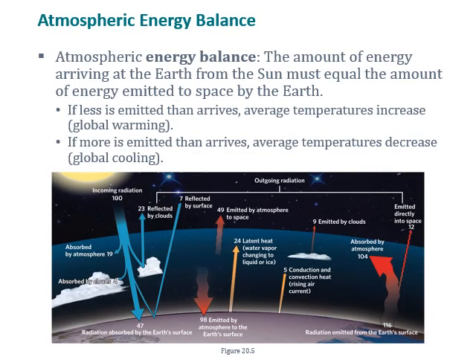In order to understand different climate zones on Earth, different seasons, climate in general, we must understand atmospheric energy balance. This is the amount of energy arriving at Earth from the Sun, which, if the balance is correct, must equal the amount of energy emitted to space by the Earth. If less energy is emitted than arrives, then average temperatures at Earth's surface will increase, known as global warming. If more energy is emitted than arrives, then average temperatures at Earth's surface will decrease, known as global cooling. The figure below expresses some different components of the atmospheric energy balance.